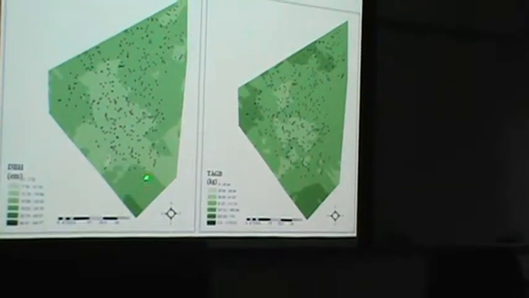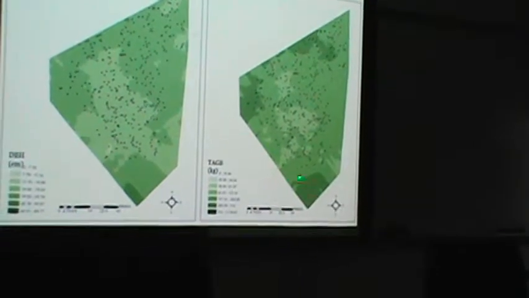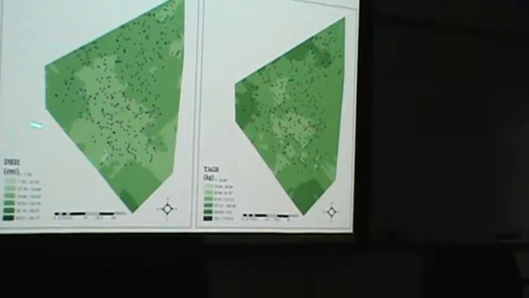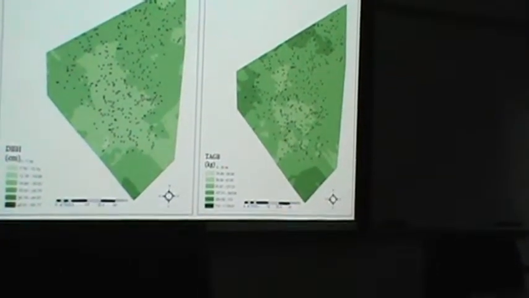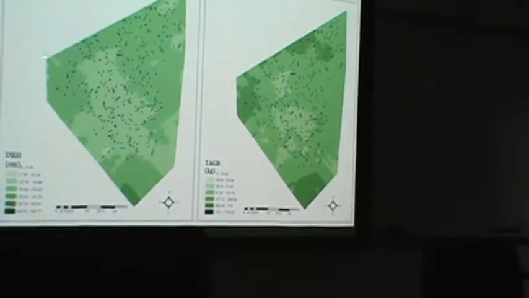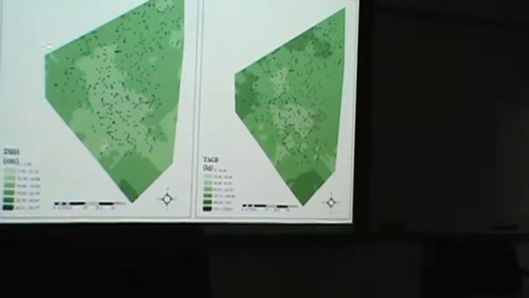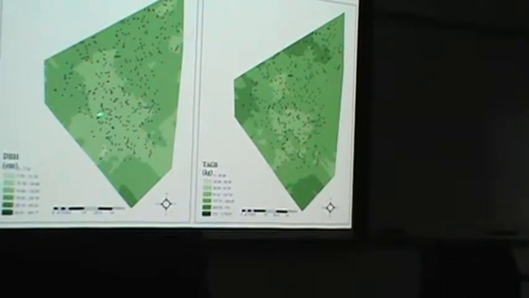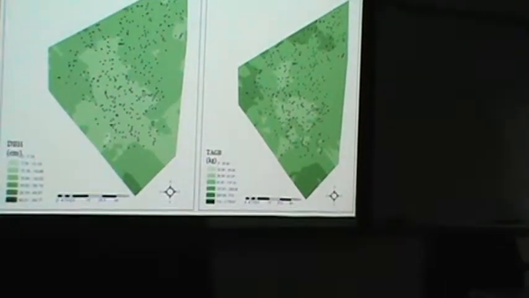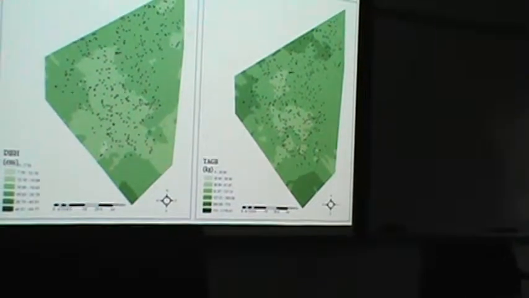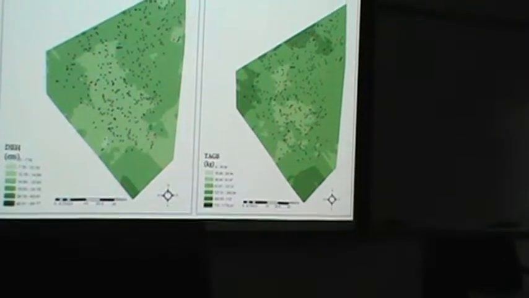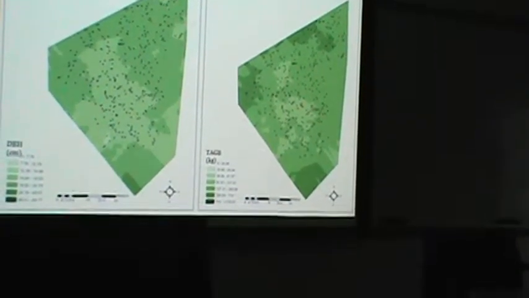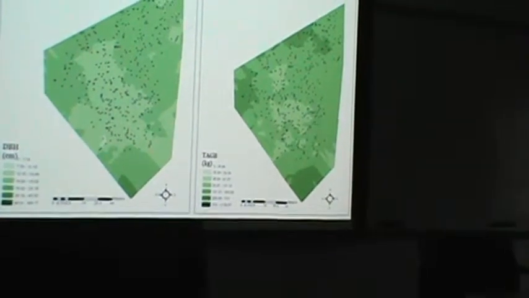So here we have a map of diameter of breast height and total above ground biomass. With diameter of breast height, it shows that the trees were bigger along the fence of Busby Forest, and the trees seem to get smaller as you go downhill. The map for total above ground biomass shows that the biomass was higher in these areas due to the bigger size of the trees.